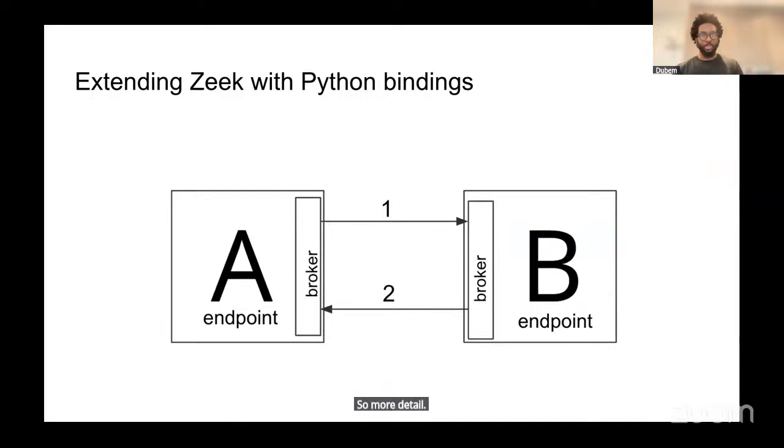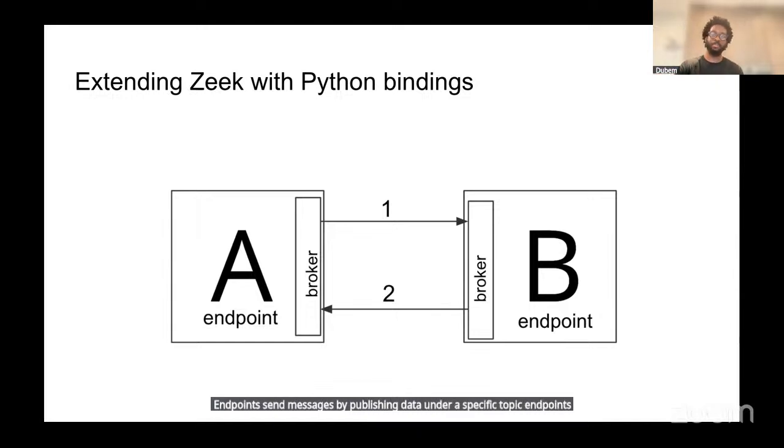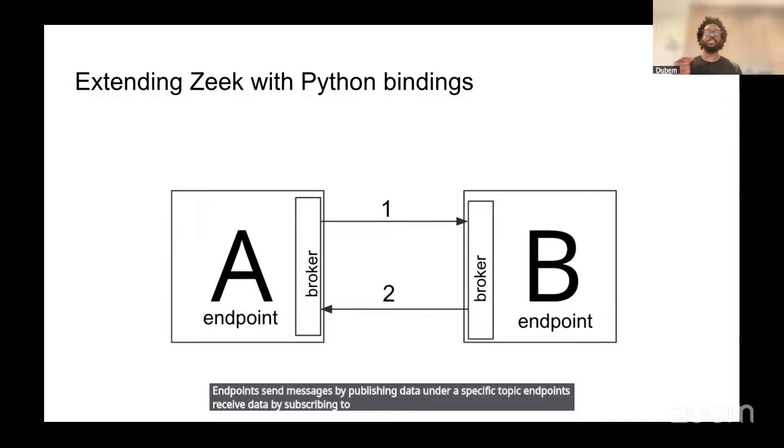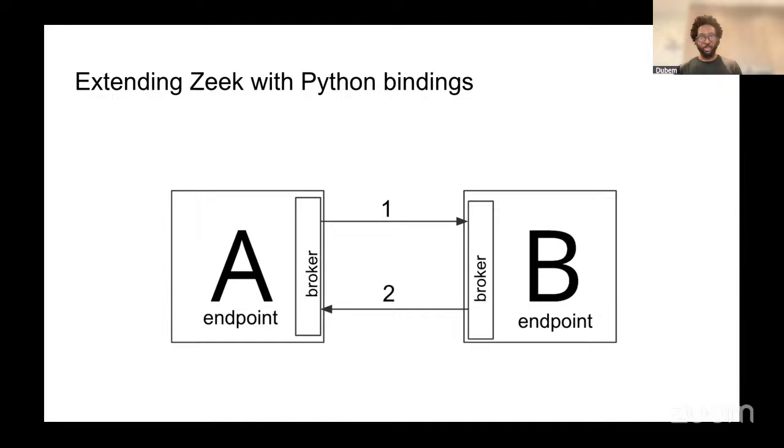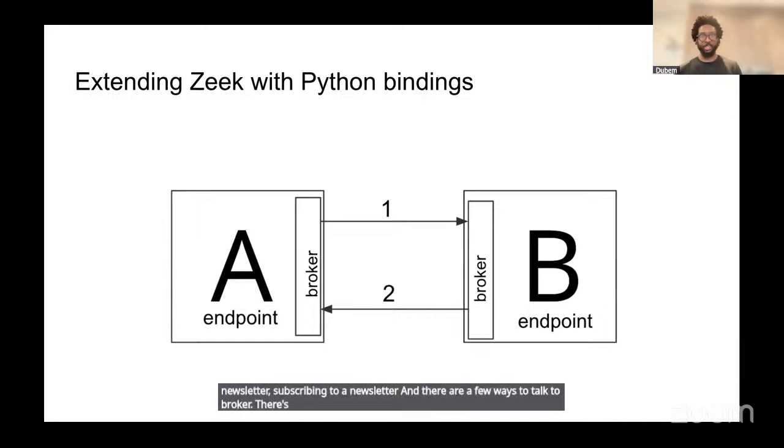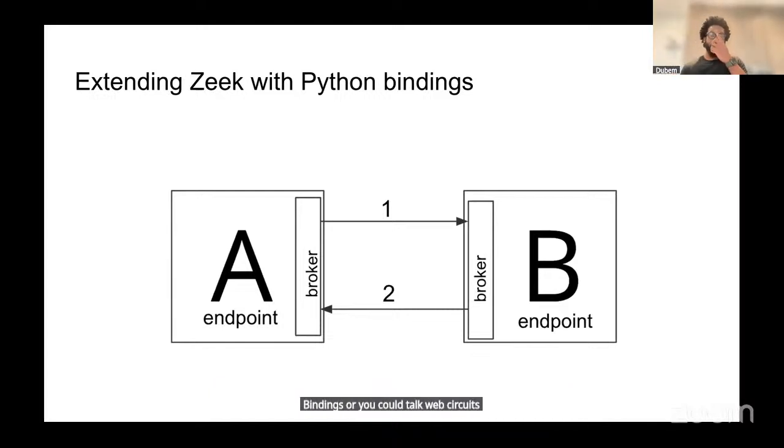Like any pub sub model, endpoints represent either side of the communication in Broker, the sender and the receiver. Endpoints send messages by publishing data under a specific topic. Endpoints receive data by subscribing to topics of interest. So it's sort of like subscribing to a newsletter. And there are a few ways to talk to Broker. There's the native C++, there's Python bindings, or you could talk WebSockets. And my understanding is this is the preferred way, WebSockets.